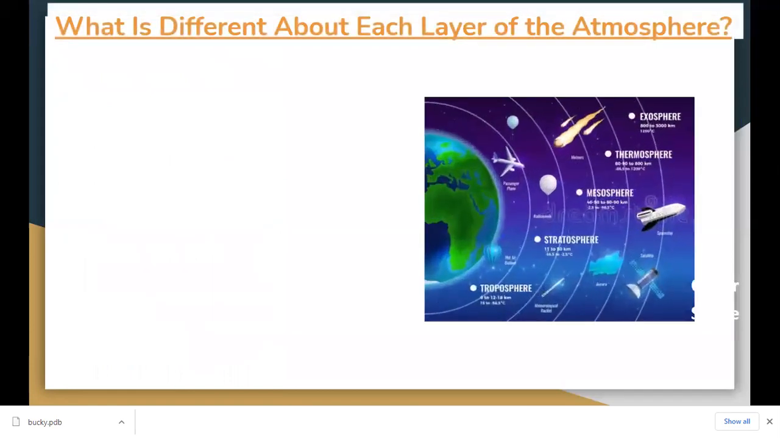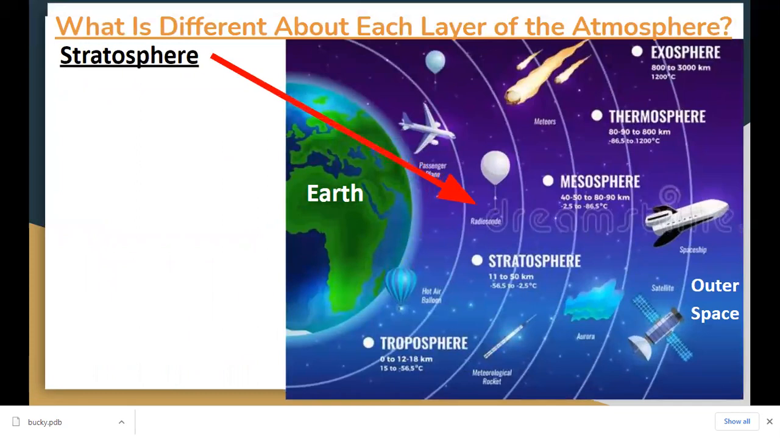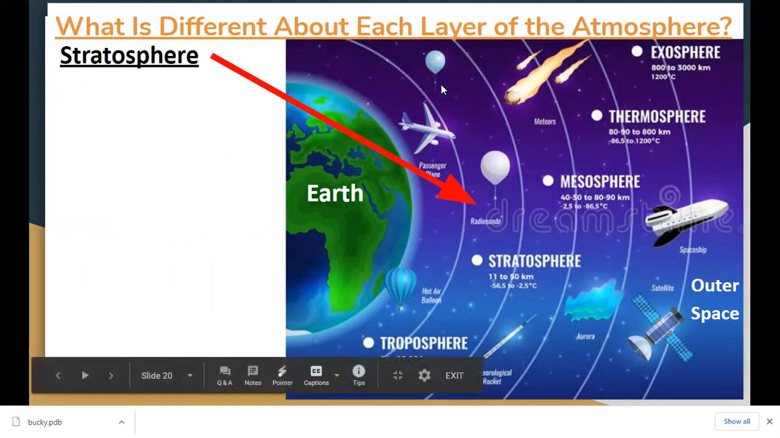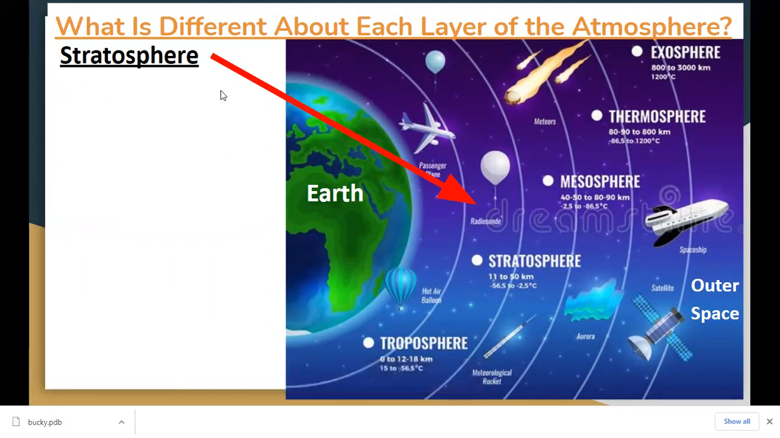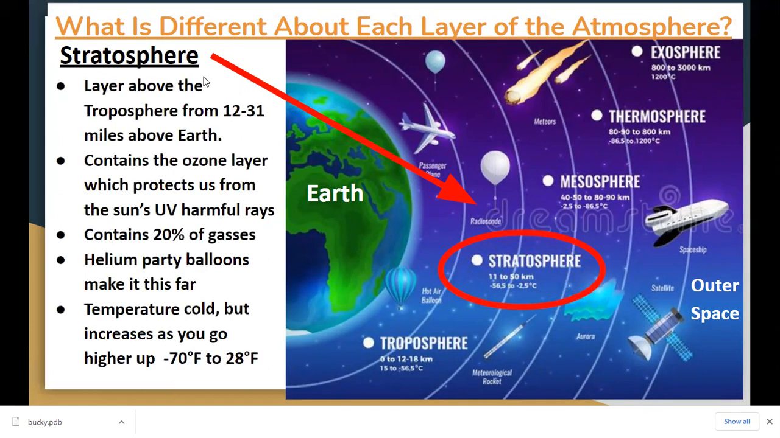What's the next layer? There's our model again. The stratosphere, that's the next layer. So this was the troposphere, and this layer here is the stratosphere. So what do we know about that? Well, this is the layer above the troposphere, and that goes from 12 to 31 miles above the Earth. This contains what you might call the ozone layer. The ozone layer is what protects us from the sun's harmful UV rays. And this layer, the stratosphere, contains 20% of the gases that we talked about earlier in the atmosphere.